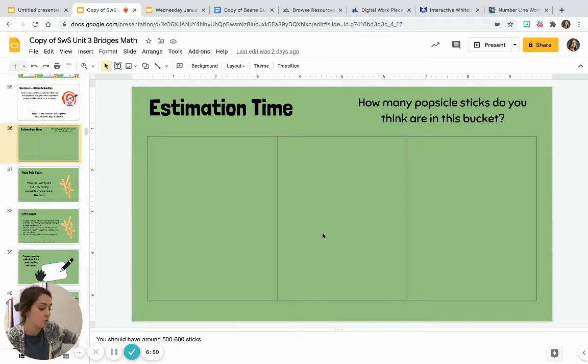1, 2, 3, 4, 5, 6, 7, 8, 9, 10. Got to put a rubber band around it because a bundle equals 10. So how much do I have now? 20. All right. 1, 2, 3, 4, 5, 6, 7, 8, 9, 10. Bundle it. We're almost there.